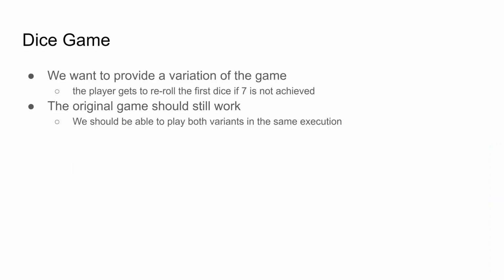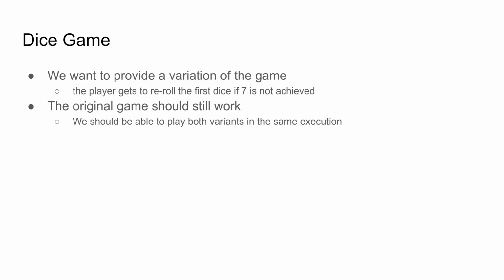Let's continue with the dice game, and we will take a look at how we can use inheritance to provide a nicer code base without a lot of duplication in it. And the idea is that we want to provide a variation of the game. So the player gets a reroll of the first dice if you have not already won. So if you don't get the 7, you get to reroll the first dice.